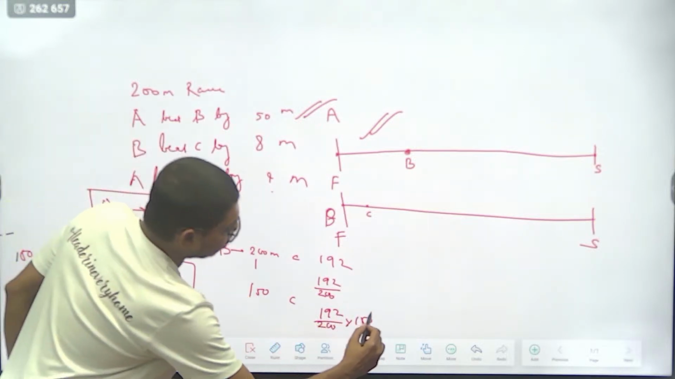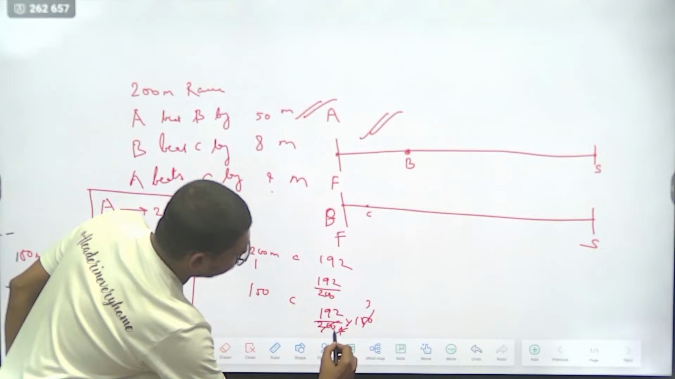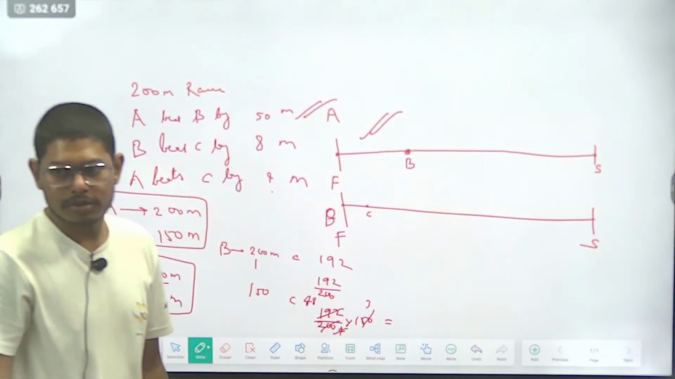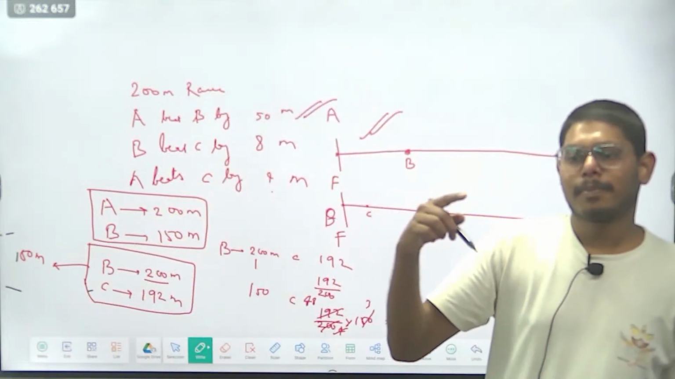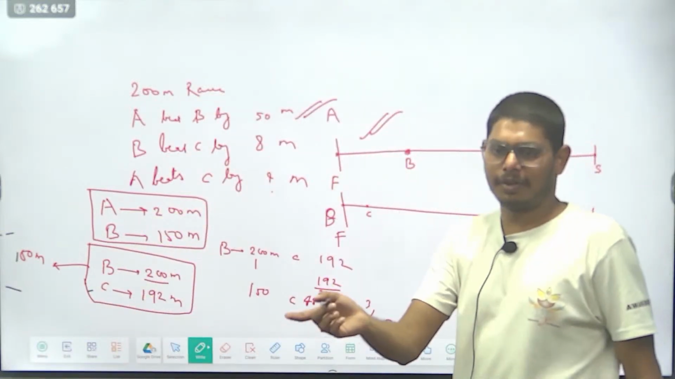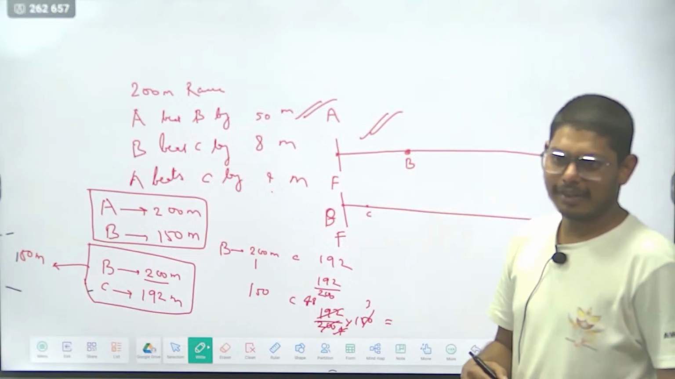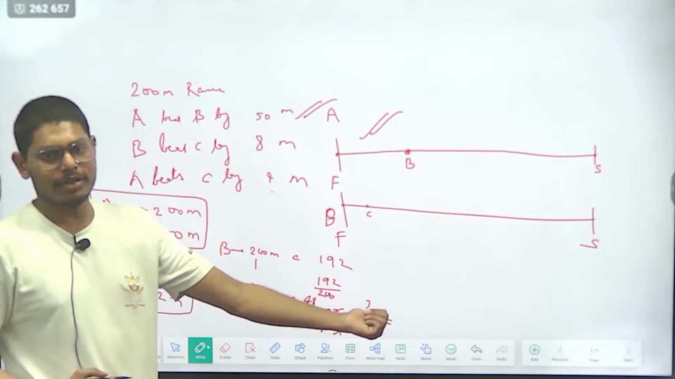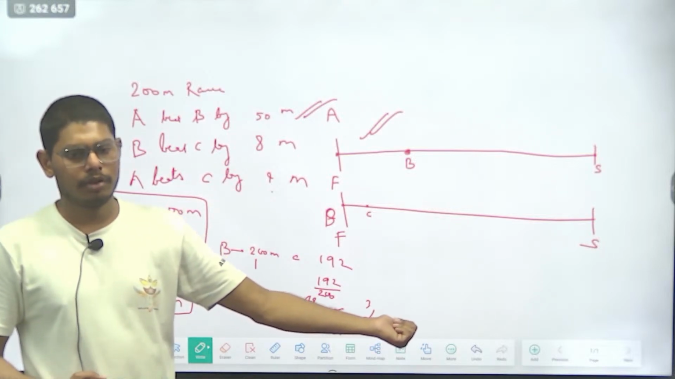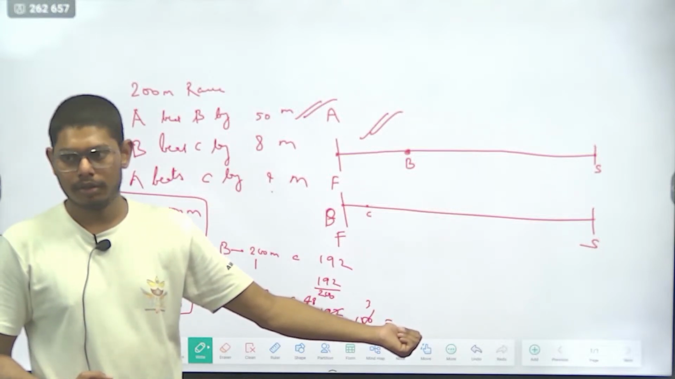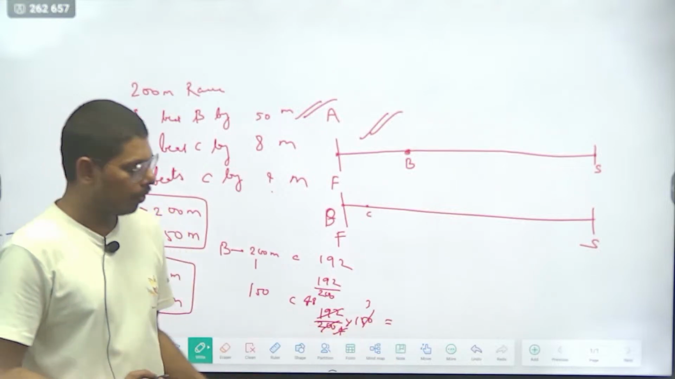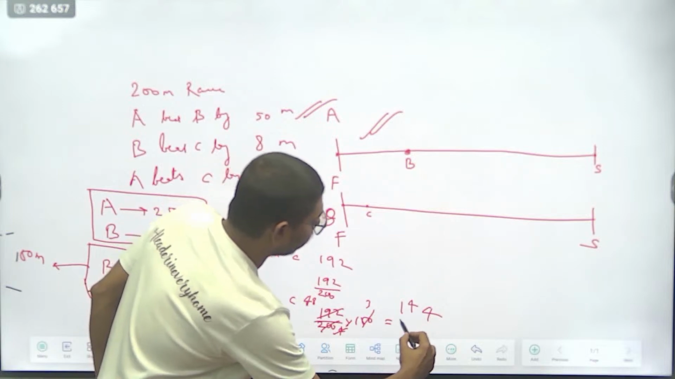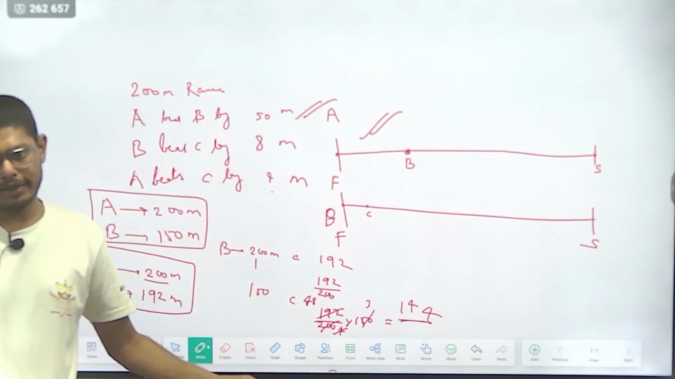This is 3, this is 4. That's like deviation, positive deviation. The answer is in negative deviation. So 48 into 3 is how much? 48 into 3 is how much? 144.